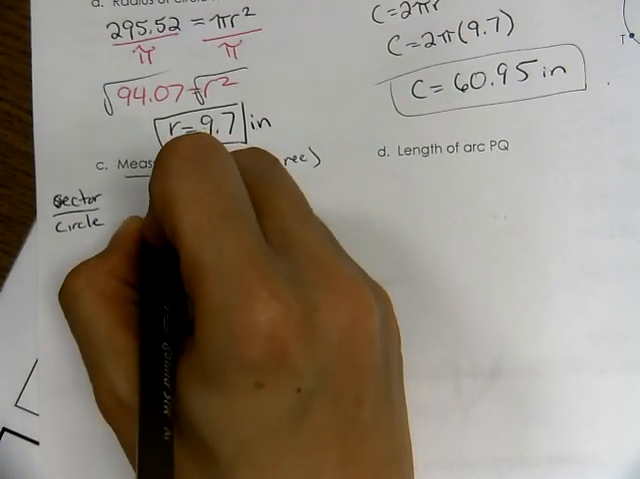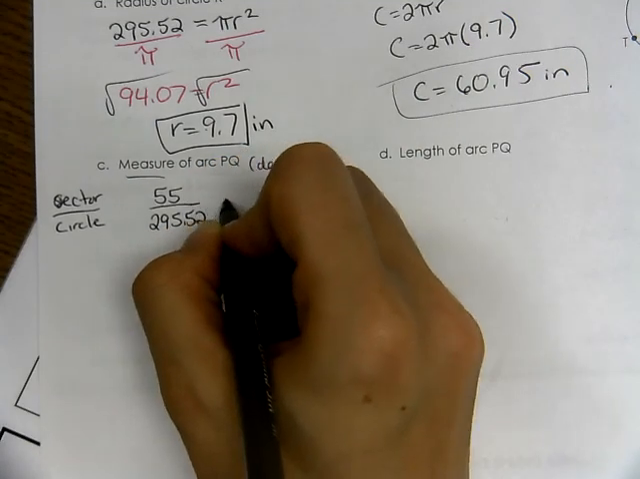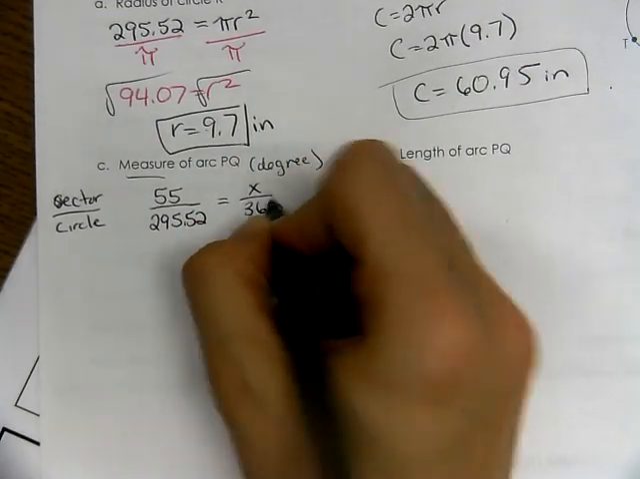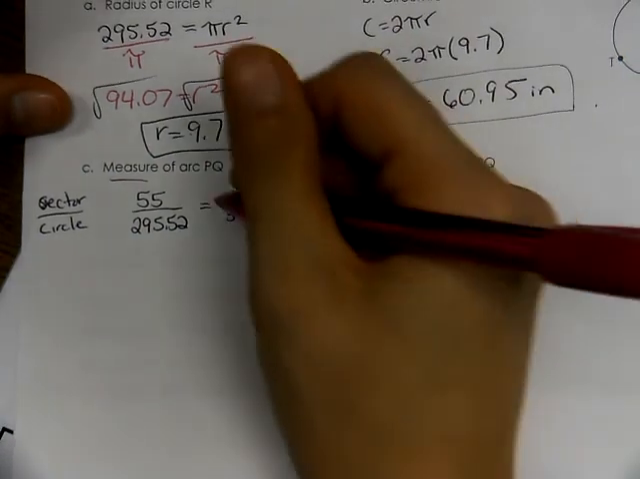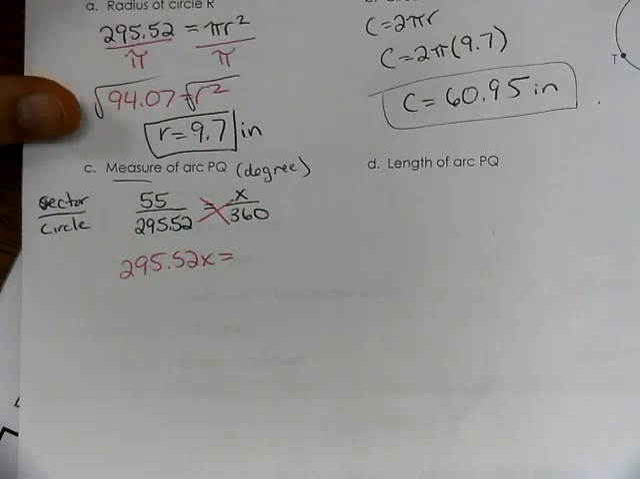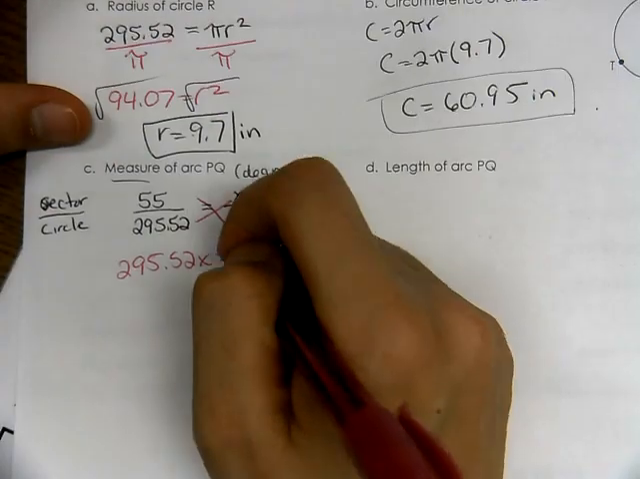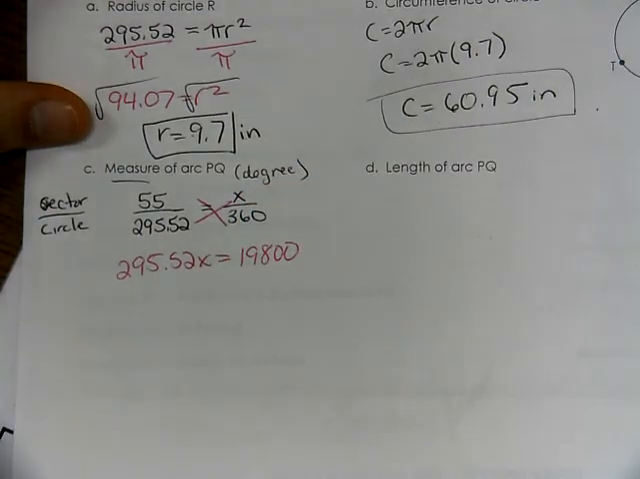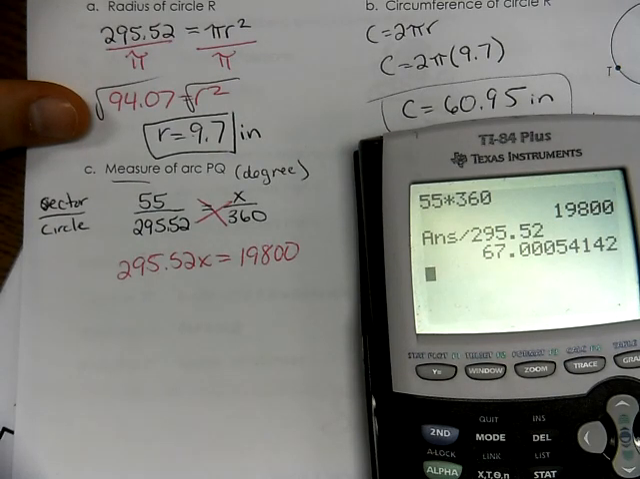So we know the area of the sector is 55 over 295.52 equals x over 360. 295.52x equals 19800. Divide. 67.